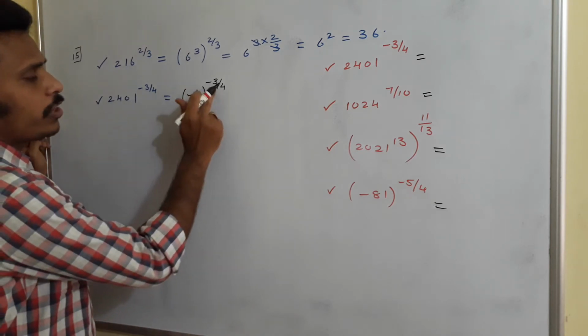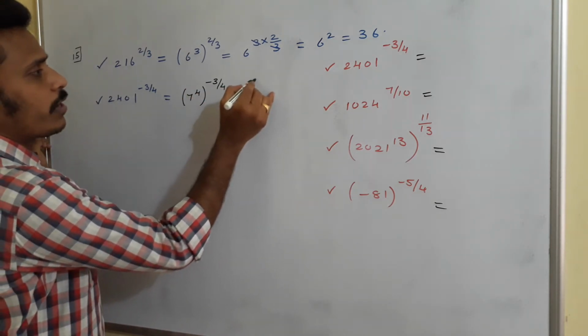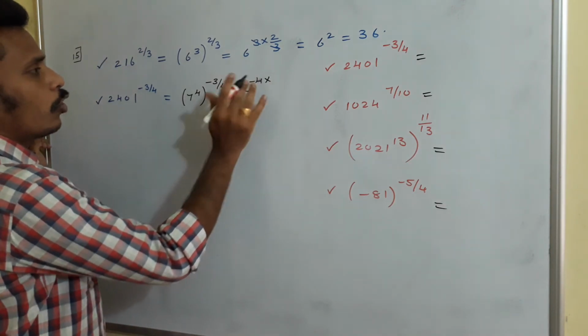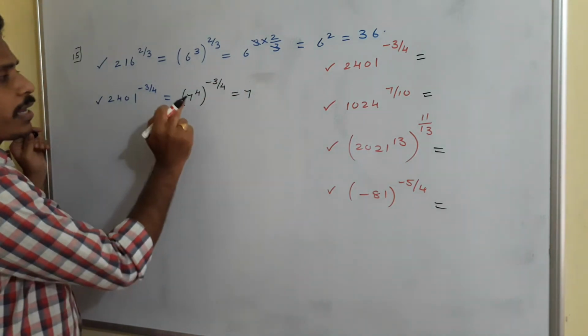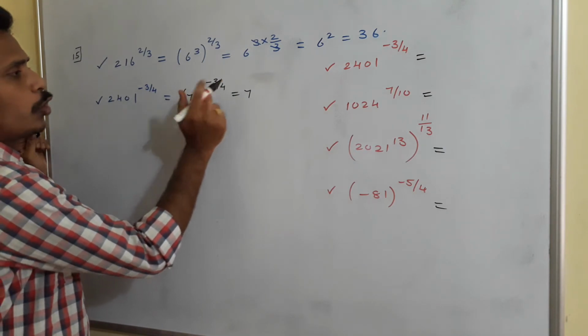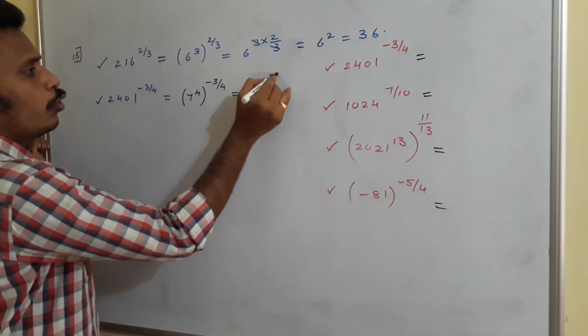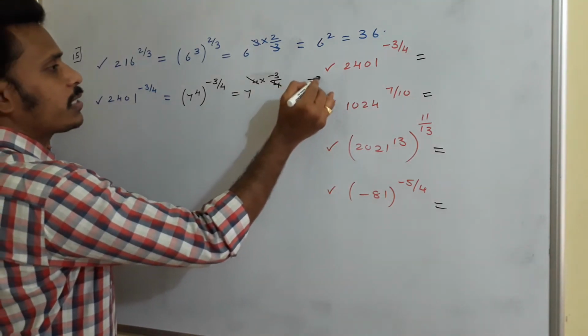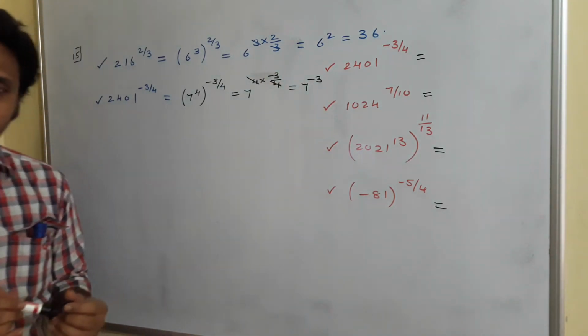You just multiply these two now. That is equal to 7 power... Just a minute. A power m to the power n is m into n. So 7 power 4 into minus 3 by 4. 4 and 4 get cancelled, and that is equal to 7 power minus 3.